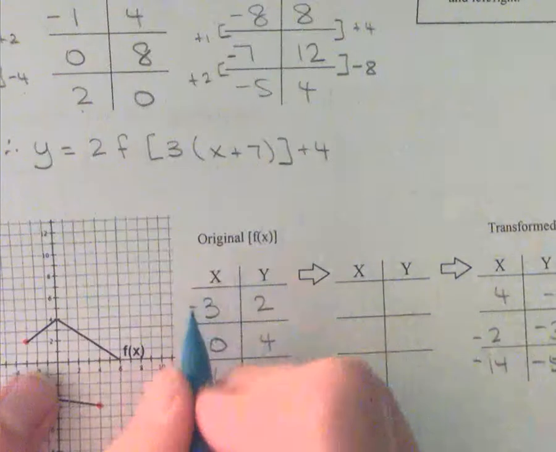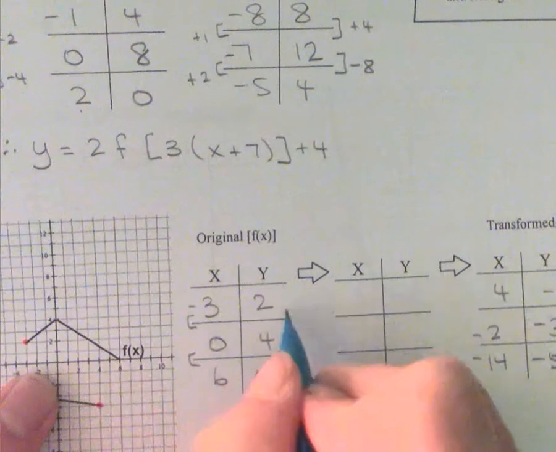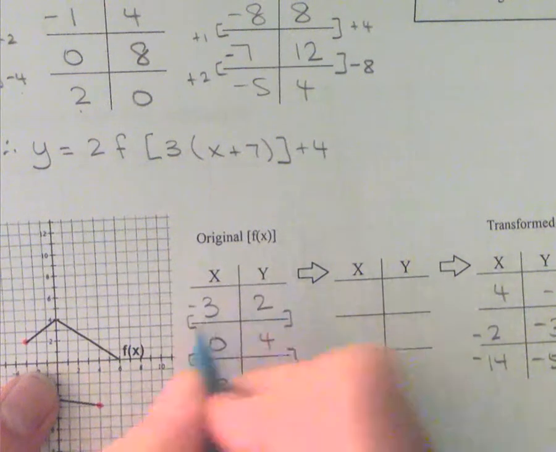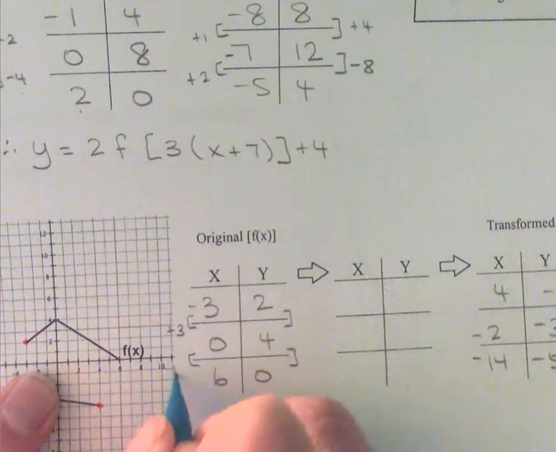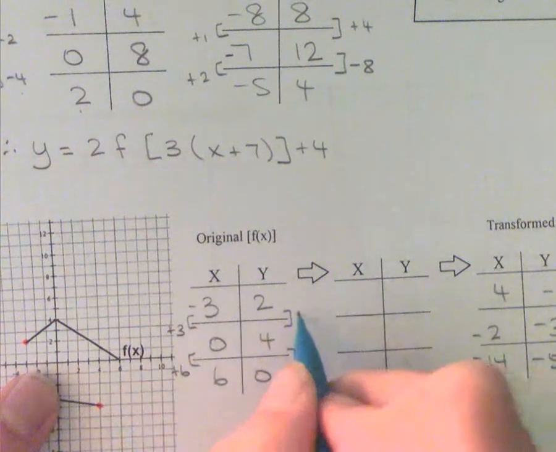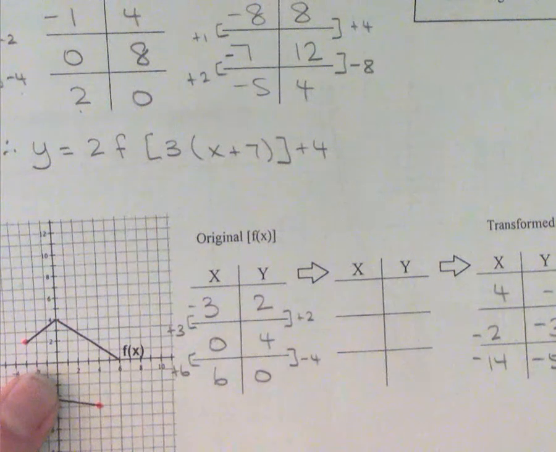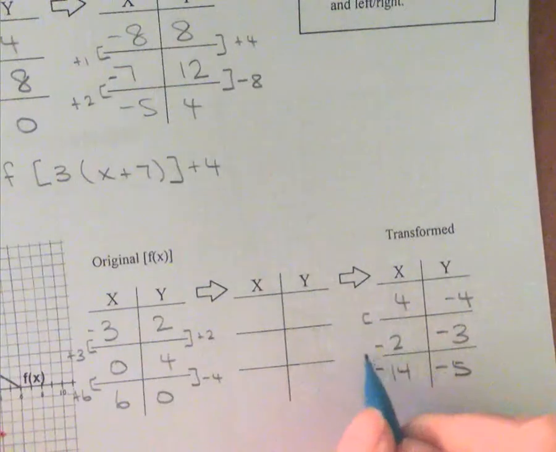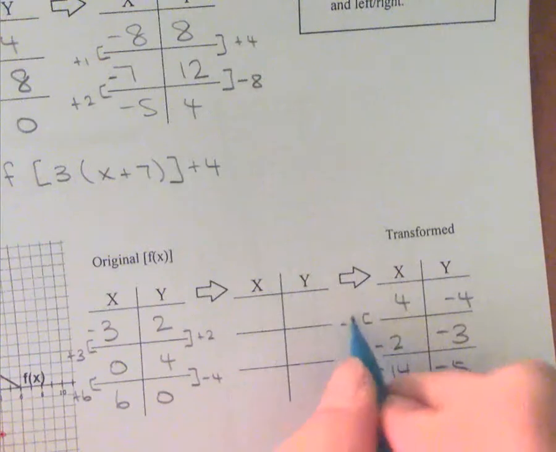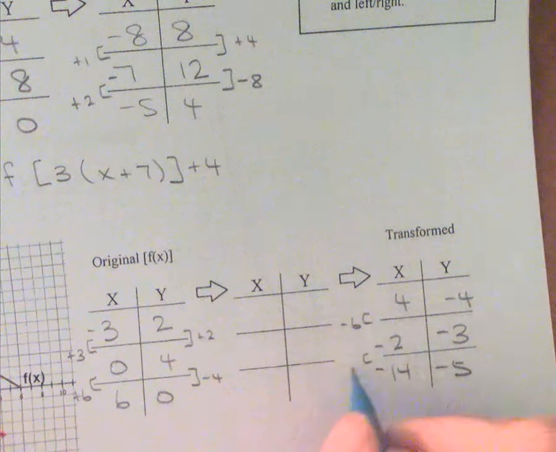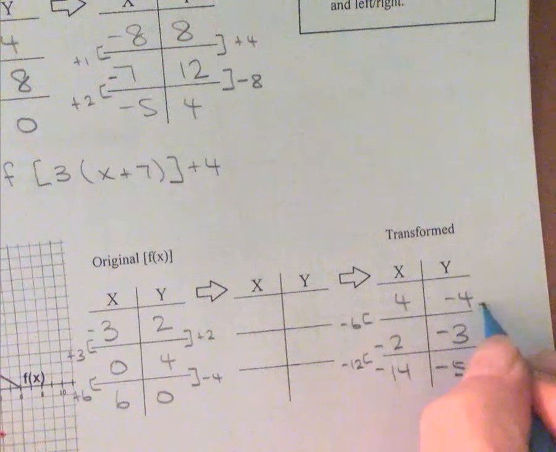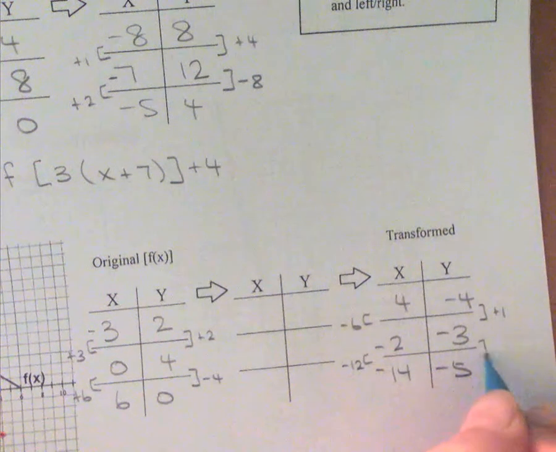So now I'm going to look at the first differences for both the original and the transformed. I've added 3, I add 6. I've added 2, and I've subtracted 4. I've subtracted 6 and subtracted 12. I've added 1 and I've subtracted 2.